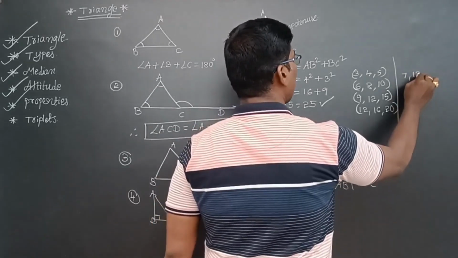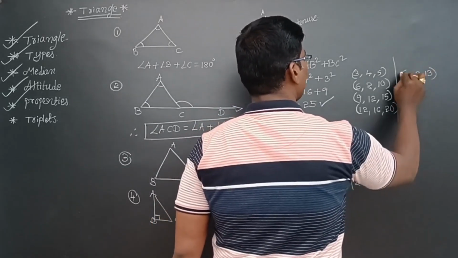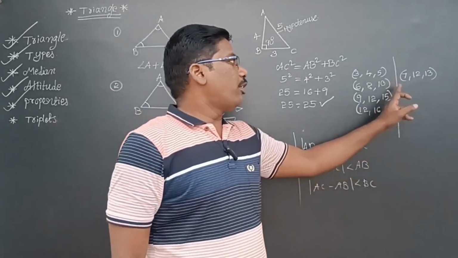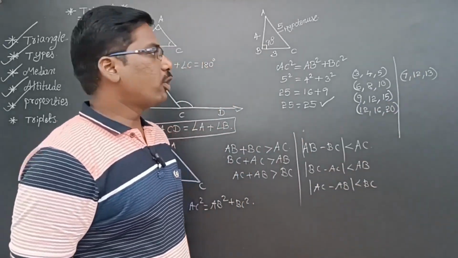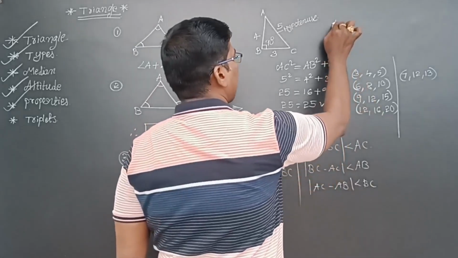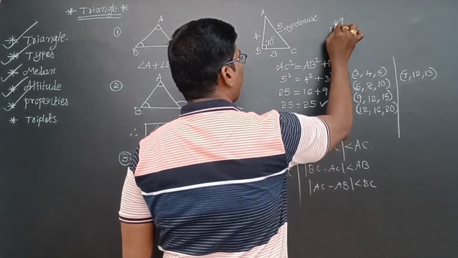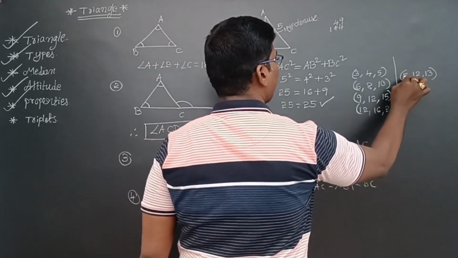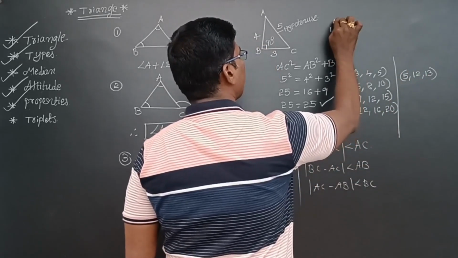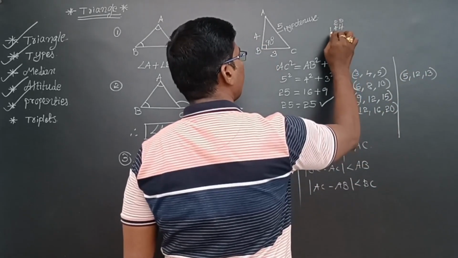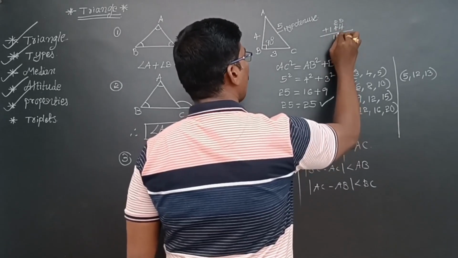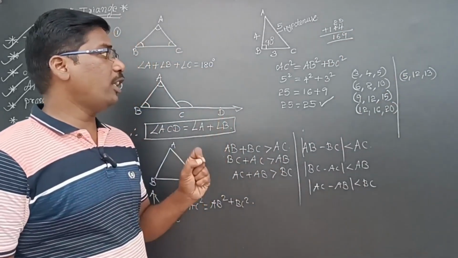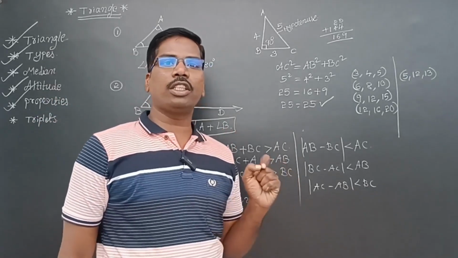Now, one more thing I will say. 7, 12, 13. See, 7 square 49, 12 square 144. Sorry, 5, 12, 13. So, 5 square is 25. 12 square is 144. If you add these two, you will get 169. So, 13 square. So, 5, 12, 13 are also a Pythagoras triplet.